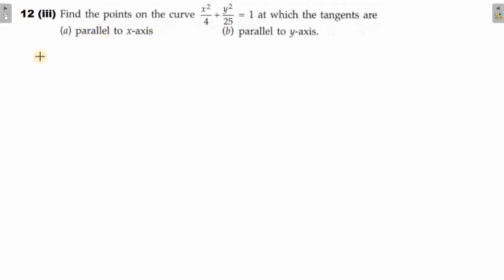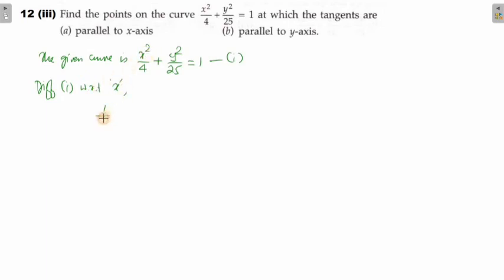Okay, so the given curve is x squared by 4 plus y squared by 25 equals 1. Let's differentiate this. Call this equation 1. So differentiating 1 with respect to x, 1 by 4 is a constant, differentiate x squared, you get 2x. Similarly, 1 by 25 keep as it is, differentiate y squared, you get 2y dy by dx equals, differentiation of 1 is 0.